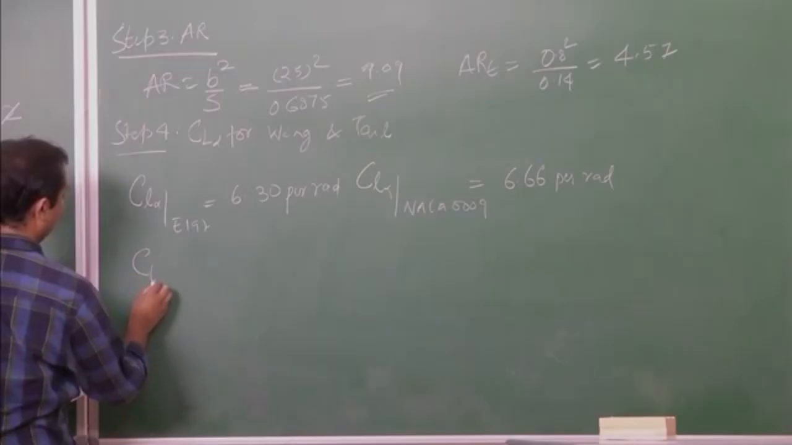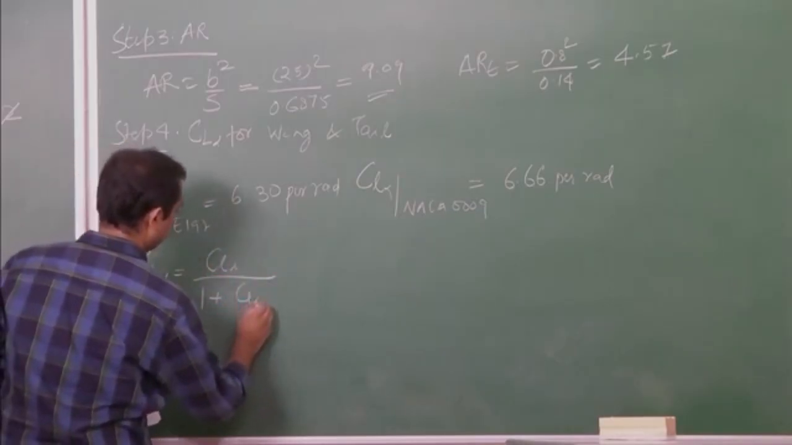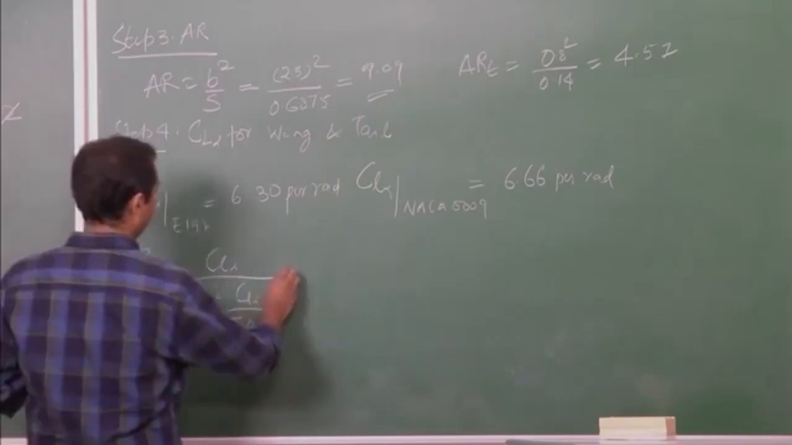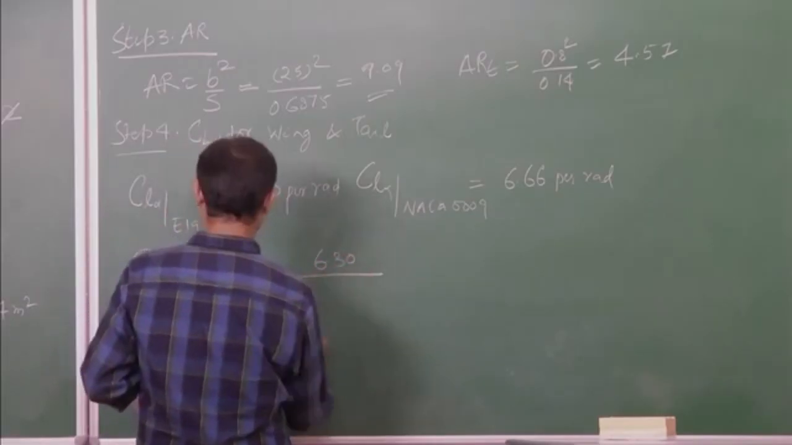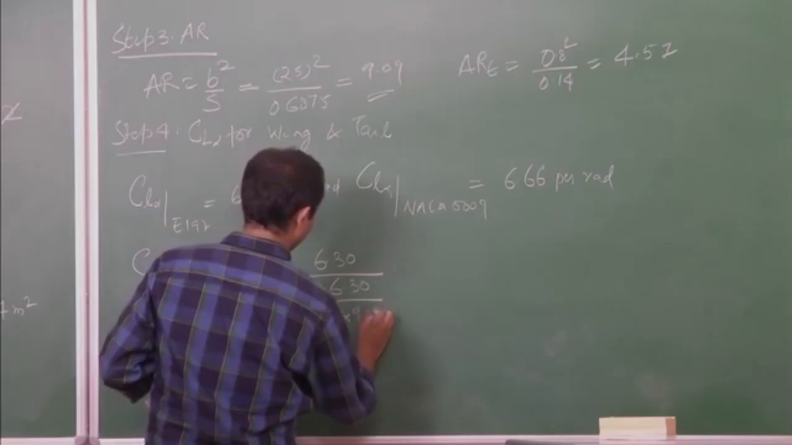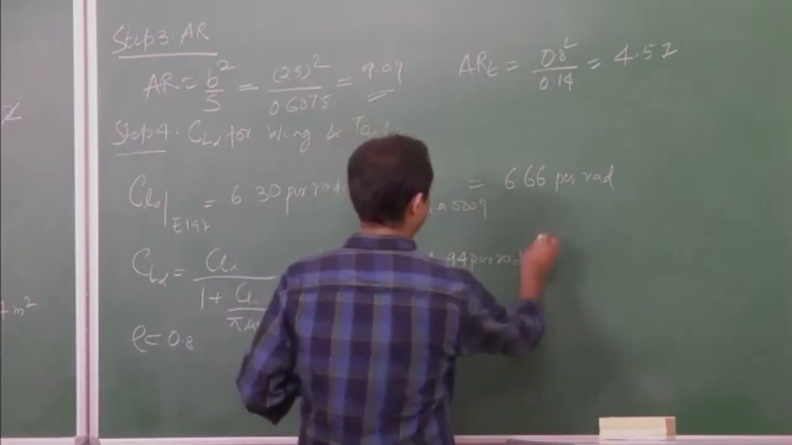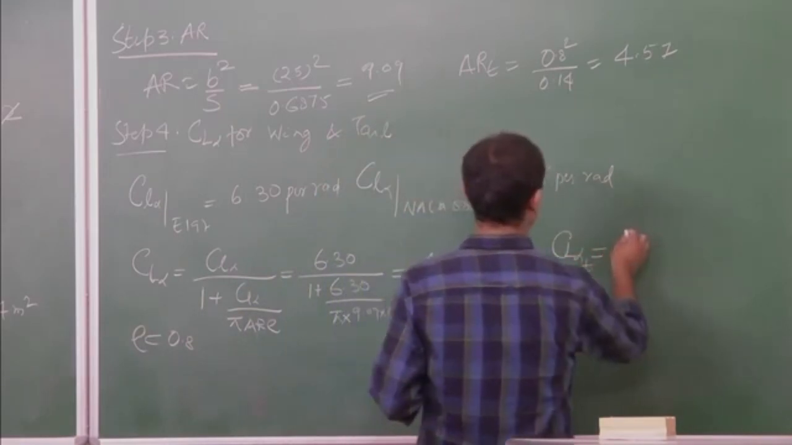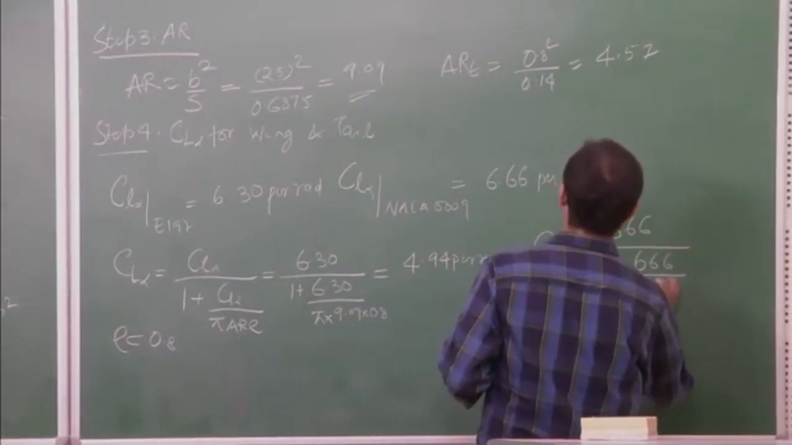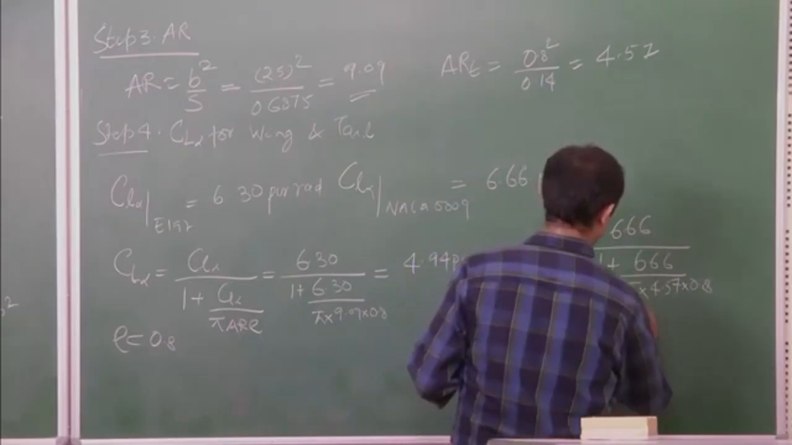Now, using the formula for conversion from 2D to 3D, CL alpha is given by CL alpha by 1 plus CL alpha by pi into aspect ratio into e. Here e we are taking as 0.8, which gives 6.30 divided by 1 plus 6.30 by pi into 9.09 into 0.8, which is 4.94 per radian. And CL alpha for the tail equals 6.66 divided by 1 plus 6.66 by pi into 4.57 into 0.8, which will come around 4.21 per radian.